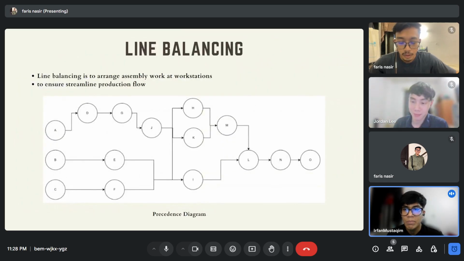And then we proceed with line balancing. Line balancing is necessary to arrange assembly work at workstations, and it is also to ensure a streamlined production flow. And this is the precedence diagram. We are required to construct this diagram so we can see the flow of the process and what the precedents are.